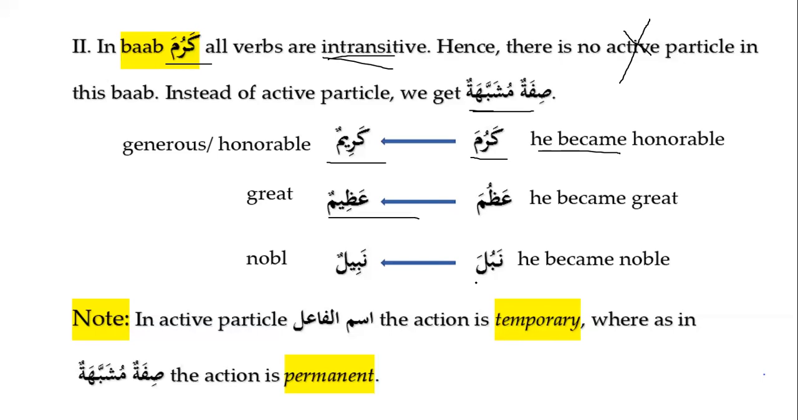Similarly, we have nabula, he became noble, and then we have nabilun. Do you know the word qaribun? Yes, qaribun, near. So qaribun will be from qaruba. What about ba'idun? Ba'uda, ba'idun. Okay, and then we have hasinun. Hasuna, hasinun, because we are looking at the verb, and the verb will be on the pattern of karuma. So it will be hasuna, and then we have hasinun.